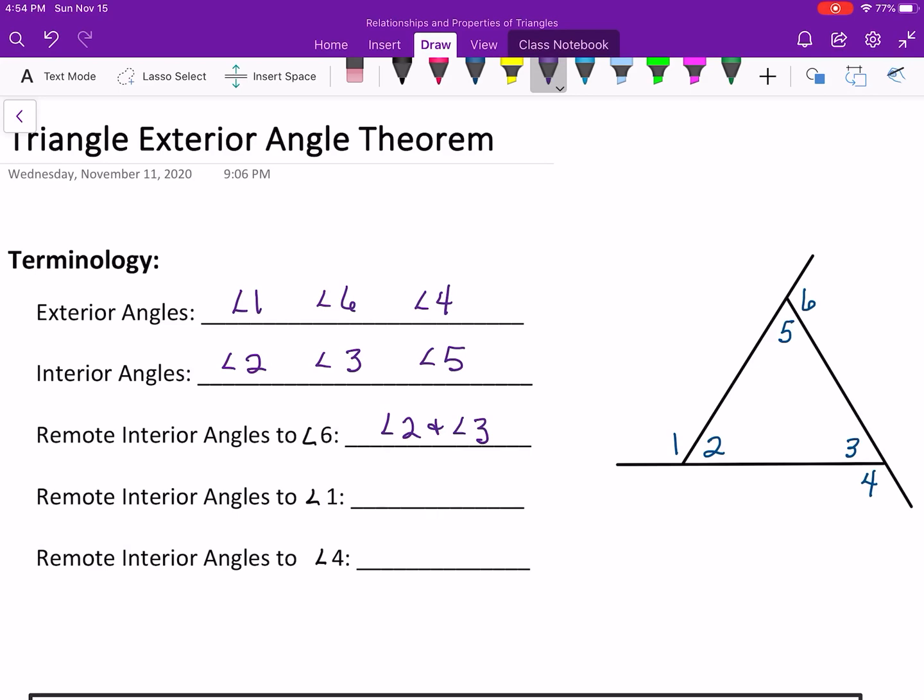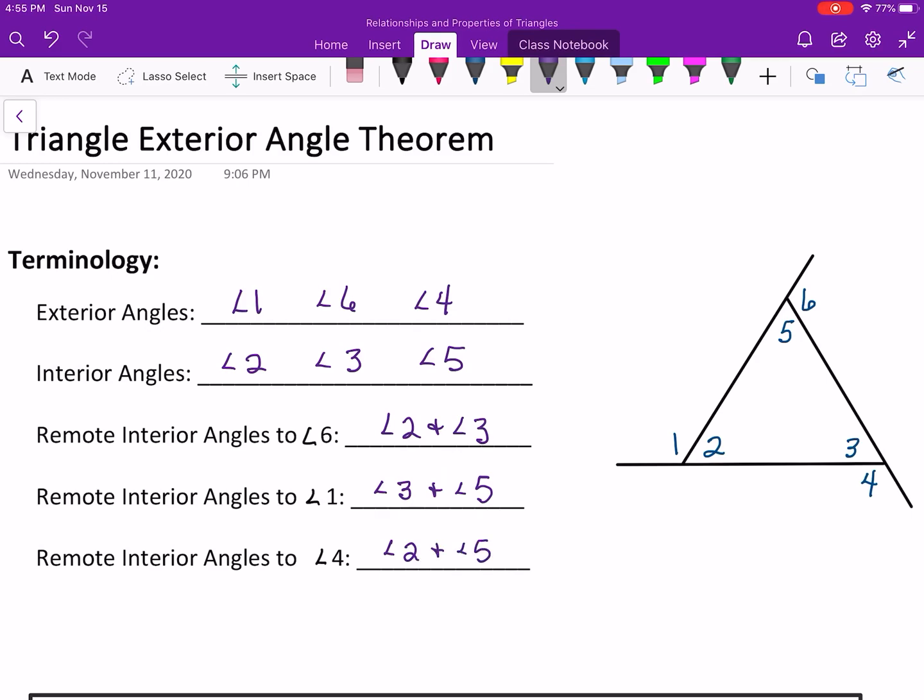Find angle 1. It's in your bottom left-hand corner. It is an exterior angle. The 2 remote interior angles, or the interior angles that are the furthest away from angle 1, are angle 3 and 5. Why don't you try to predict what the remote interior angles are for angle 4? The interior angles that are the furthest away from angle 4. Well, hopefully you saw it: 2 and 5.